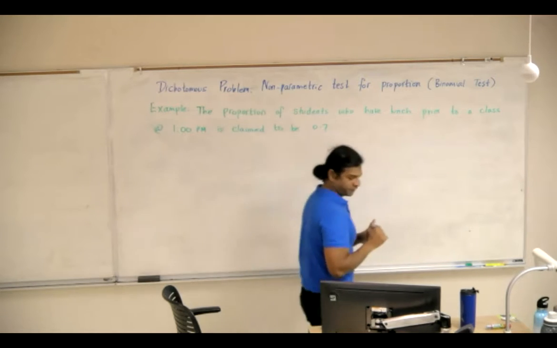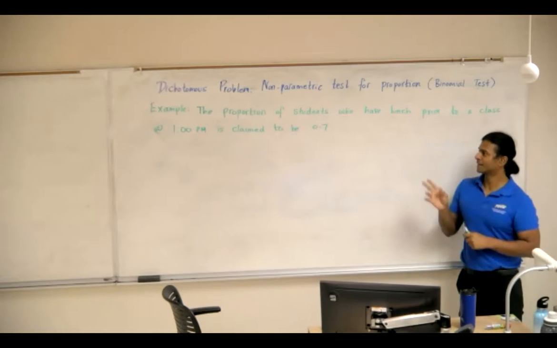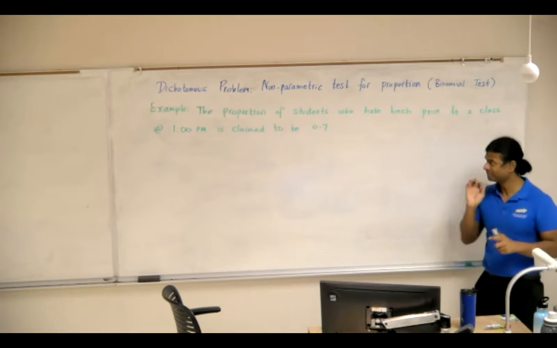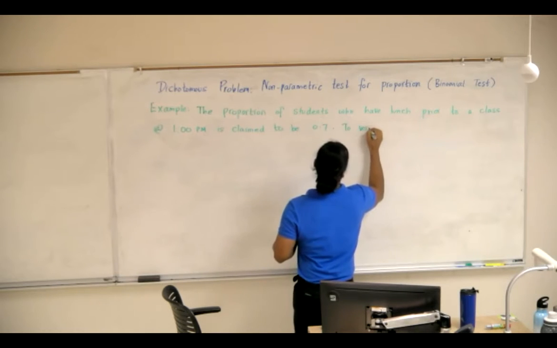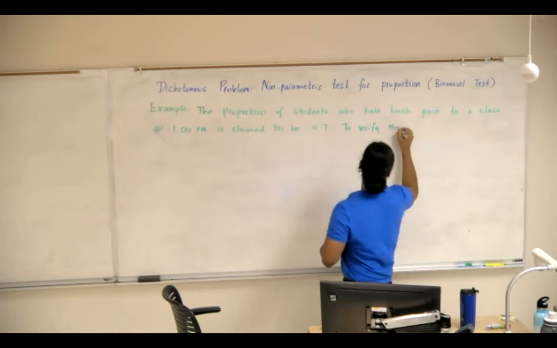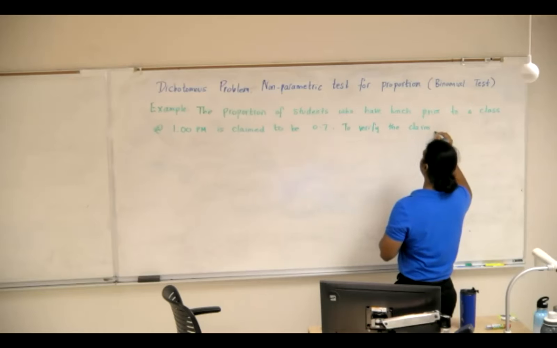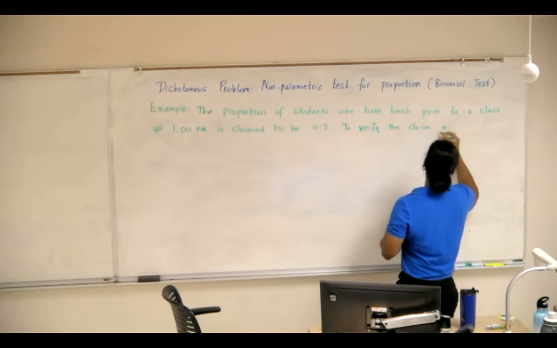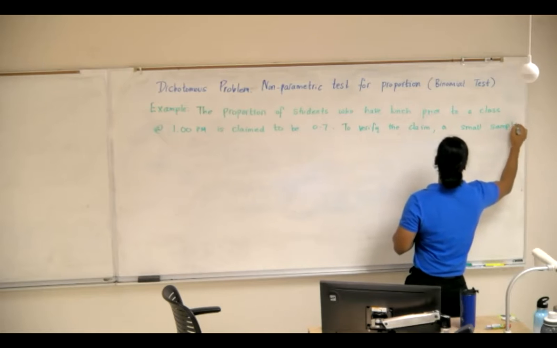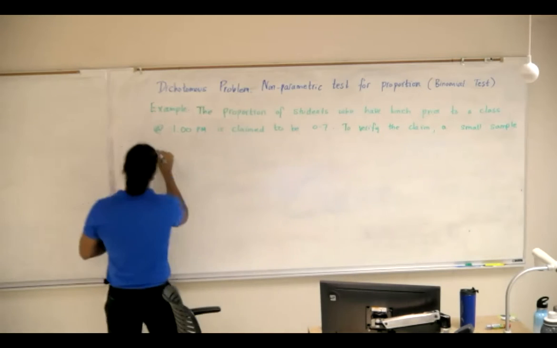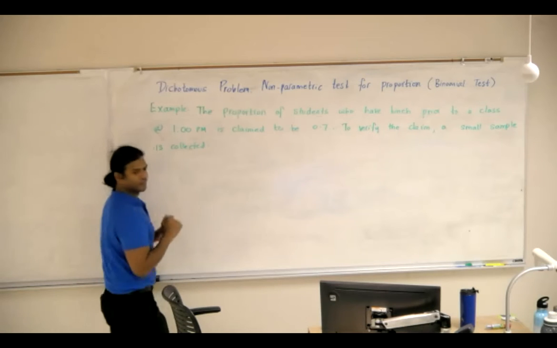The proportion of students who have lunch prior to a class at 1 p.m. is claimed to be 0.7. To verify the claim, a small sample is collected.